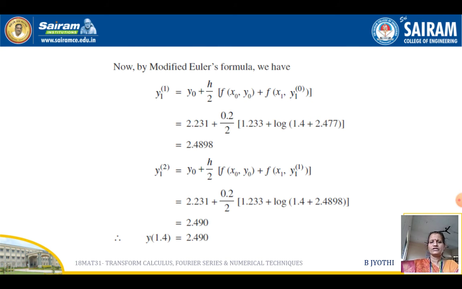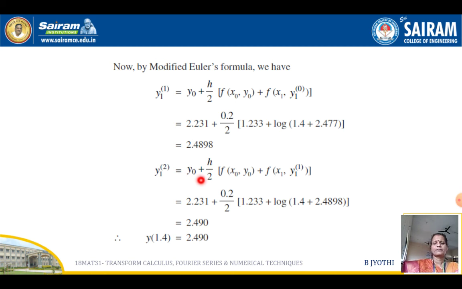Now by modified Euler's formula we have y1 of 1 is y naught plus h by 2 into f of x naught y naught plus f of x1 y1 of 0, that is 2.231 plus 0.2 by 2 into 1.233 plus log 1.4 plus 2.477. This on simplification we get 2.4898. Next, let us go for the next iteration, that is y1 of 2.